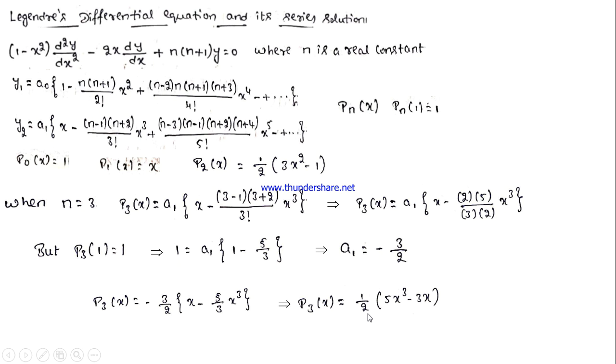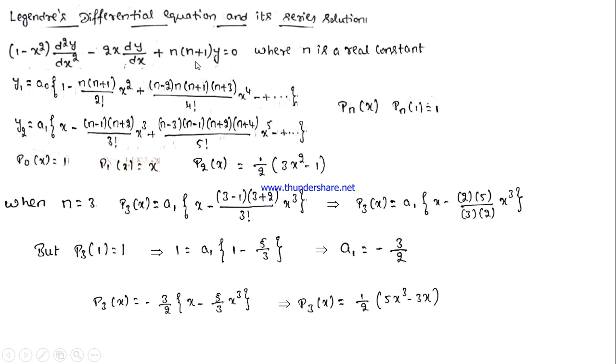Like this, you can find P4 of x, P5 of x, P6, P7 and so on. But these functions, P0, P1, P2, P3, all these functions are Legendre polynomials, and we noted that these Legendre polynomials satisfy the differential equation. Which means P0 of x satisfies this equation if I take n equal to 0 in it. If I put n equal to 0, this is the Legendre differential equation, for which the solution is given by P0 of x, which is equal to 1.